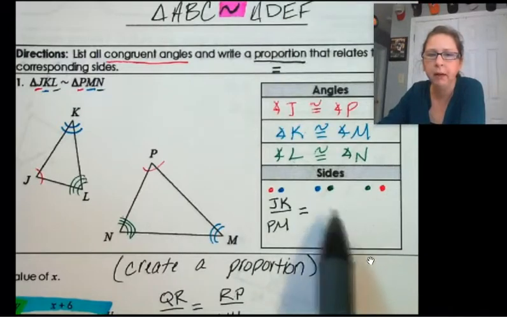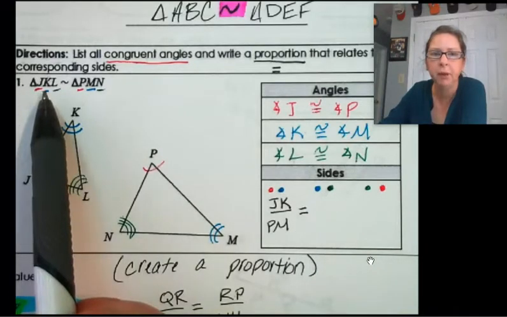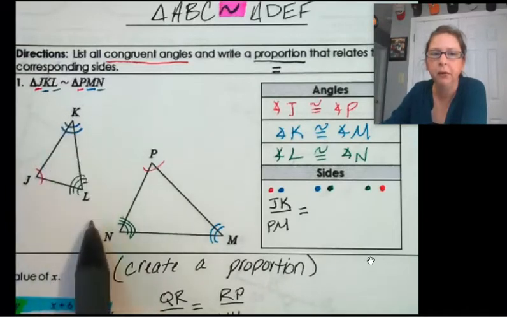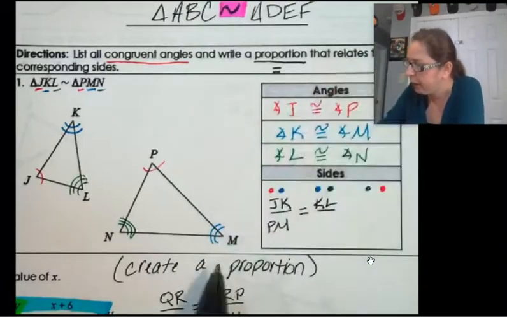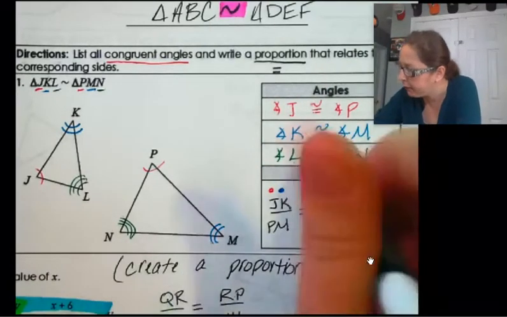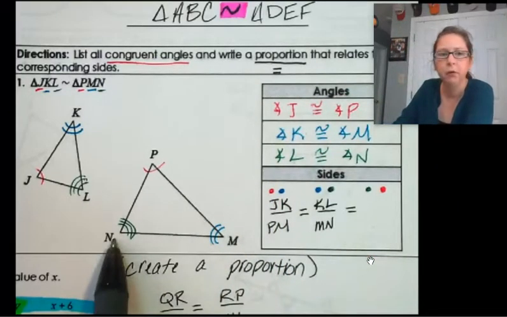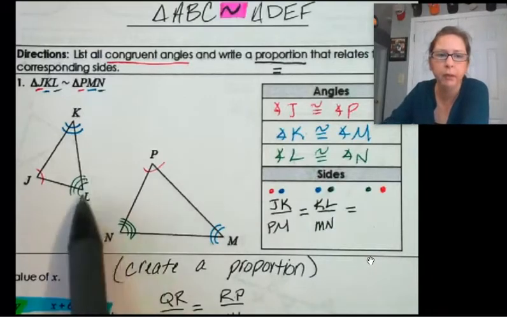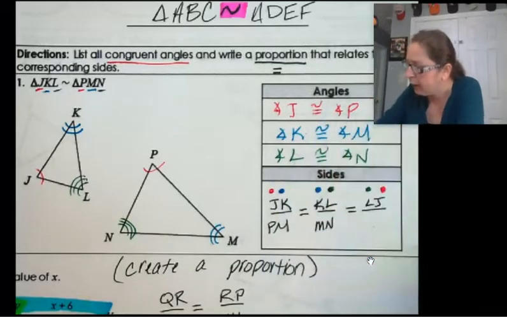All right, so now let's do blue to green. And I have to start with the first triangle that they gave me on top. So blue is K, green is L. So side KL, and then blue to green is MN. And now I'm ready to go all the way around the circle. So green to red is LJ, and green to red is NP.